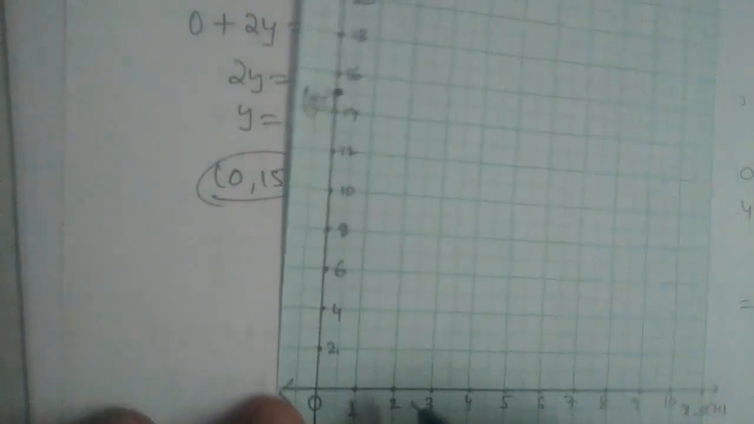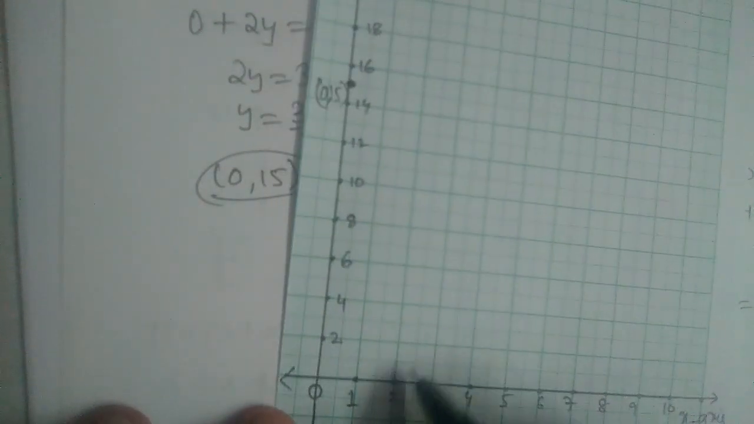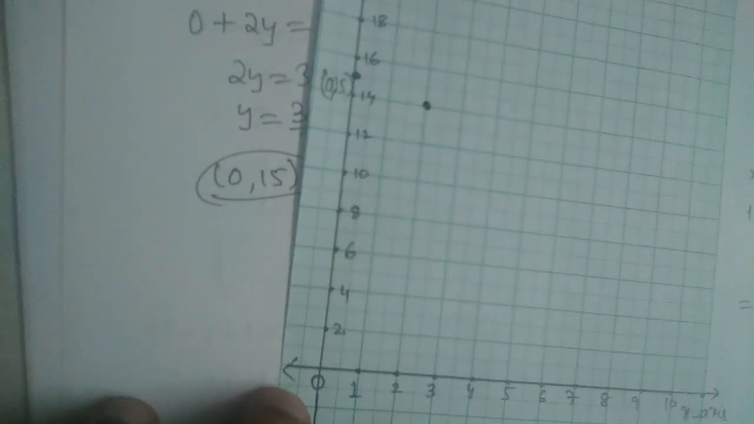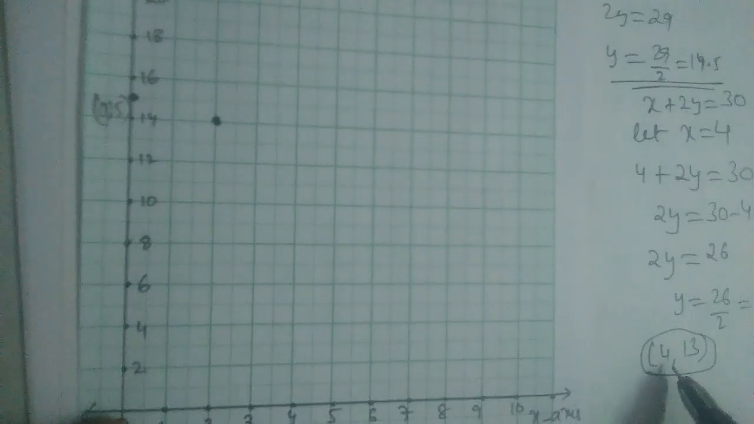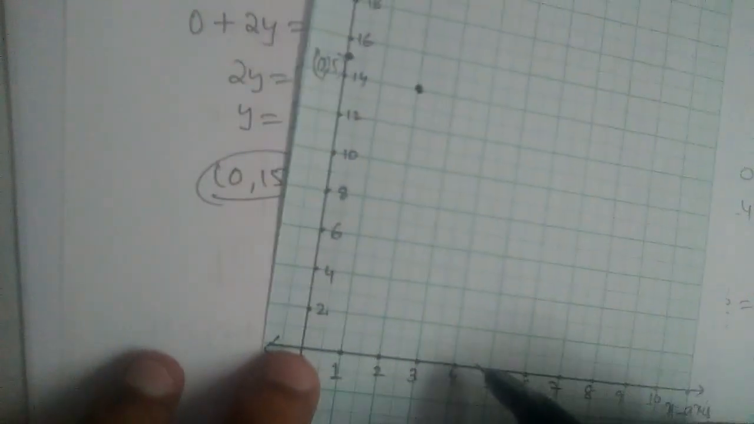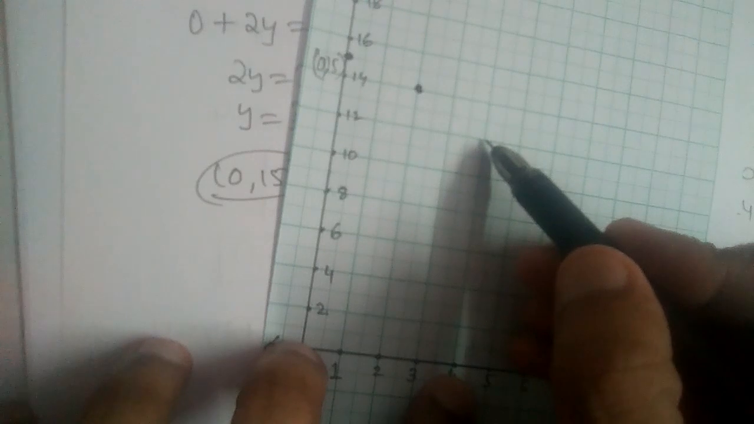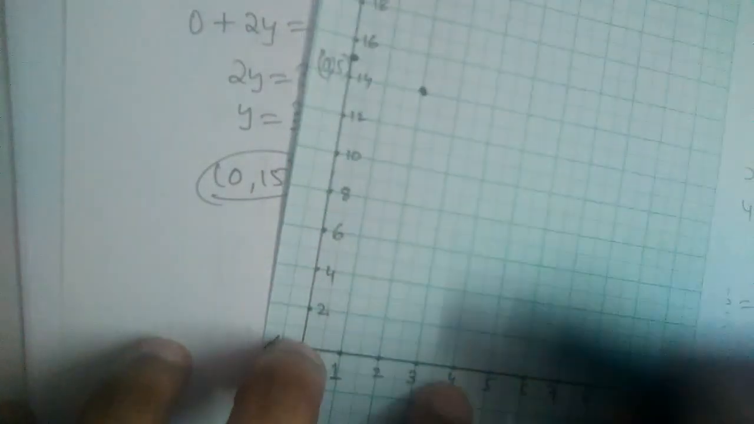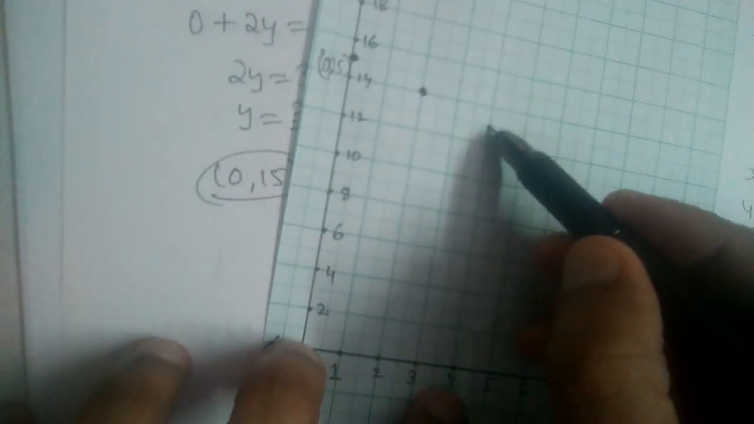Okay, the next point is 2 comma 14. So x is equal to 2 and y is equal to 14. So this is the point. Third point, x is equal to 4, y is equal to 13. It will be between 12 and 14, right? So here, x is equal to 4 and y is equal to 13 is here.